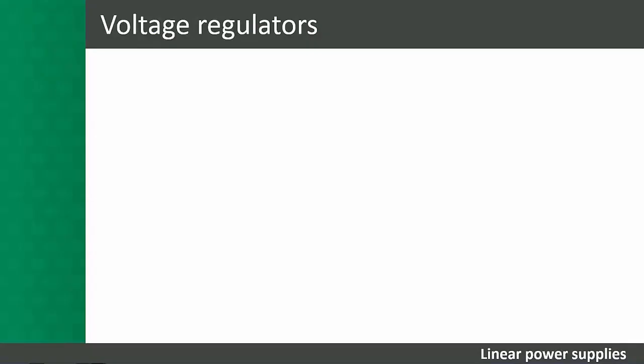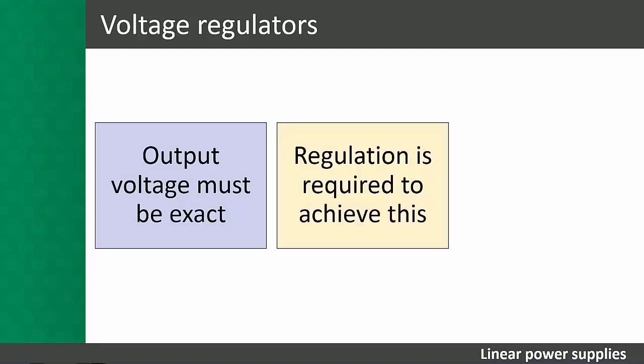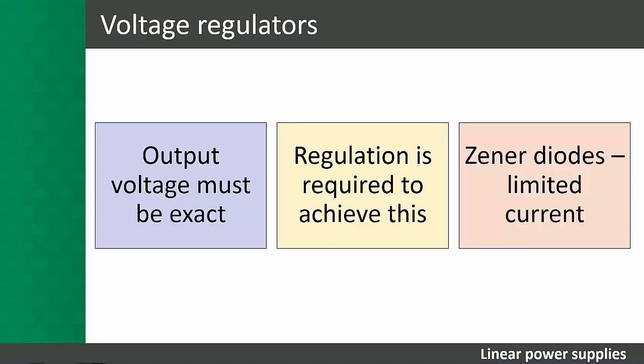Once the waveform has been smoothed, the output voltage of power supplies must be regulated to produce exactly what the equipment requires. For example, 12 volts, 5 volts, 24 volts, and so on. AC voltages from the main supply fluctuate quite a lot, and this affects the output of power supplies to a great extent. This means that some form of regulation is always required, especially for sensitive electronic equipment. Zener diodes can be used for this purpose, but they are limited in the amount of current they can deliver.